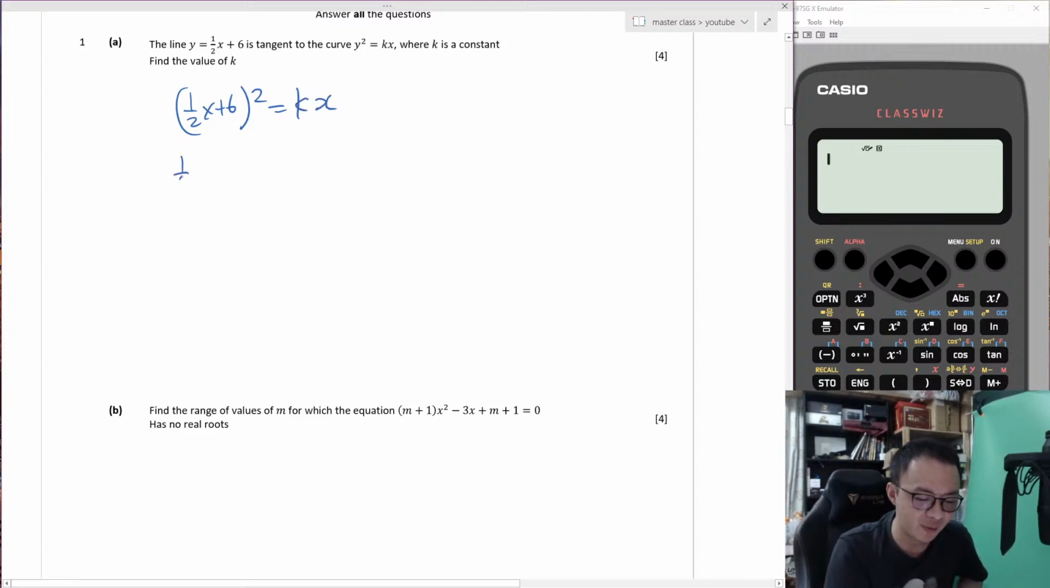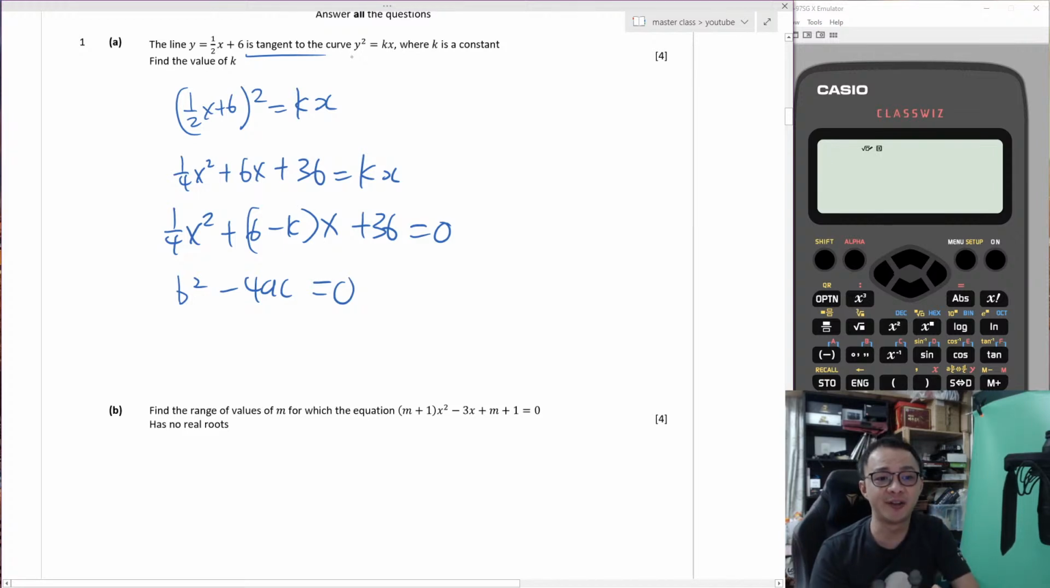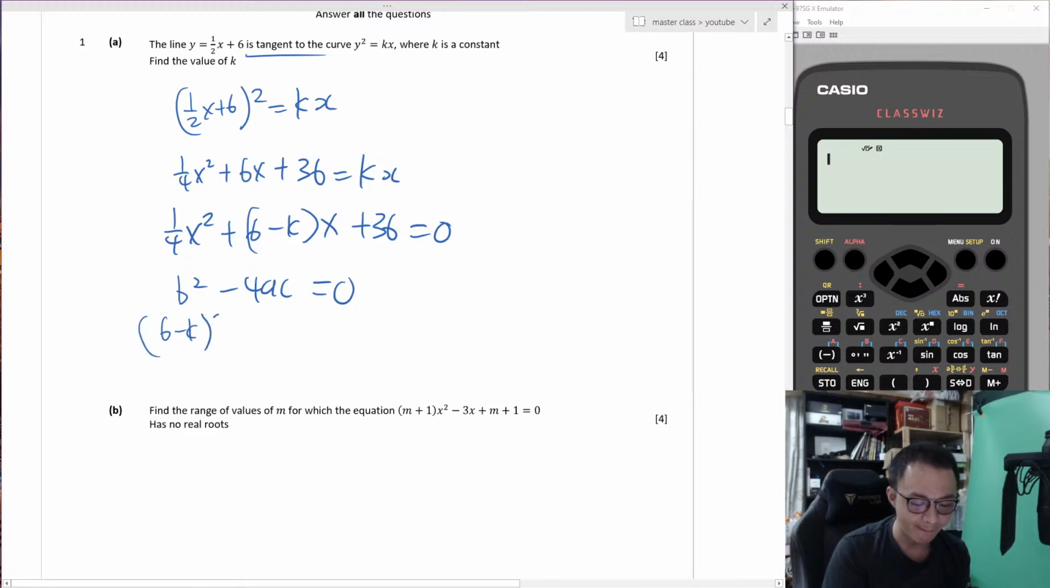Alright, I will expand this one. 1 over 4 x squared plus 6x plus 36 equals kx. So 1 over 4 x squared plus (6 minus k)x plus 36 equals 0. Right, my b squared minus 4ac equals 0 when the line is tangent to the curve. So my b is (6 minus k), squared, minus 4 times a, which is 1 over 4, times c, which is 36, equals 0.